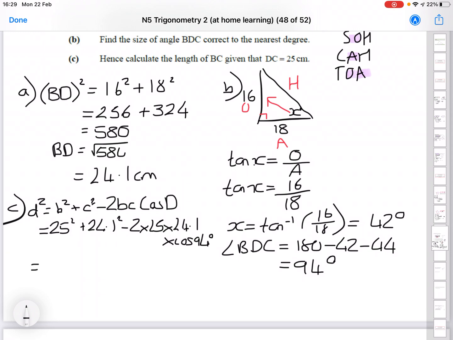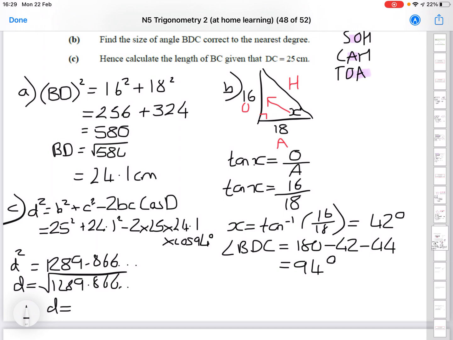So when you put all that in your calculator, you get 1289.866 and so on. And then to find D, because remember this is D squared, so to find D we would square root that answer, that last answer. And remember, use that answer button on your calculator so that you get the full value put into the square root. So I'm going to go for 1 decimal place here, so 35.9, and this is a length, so it's meters.